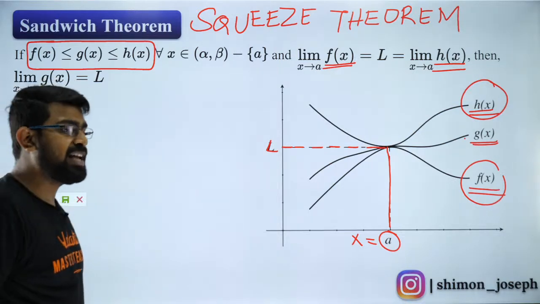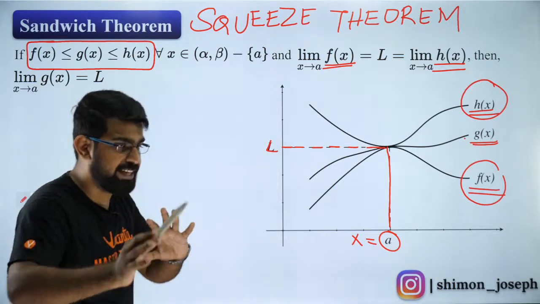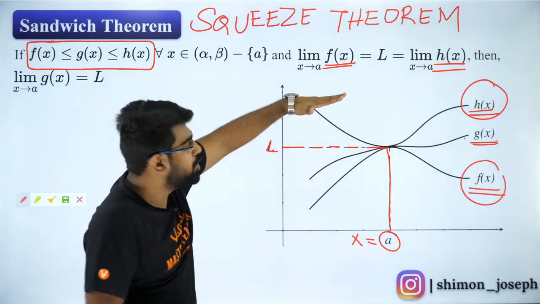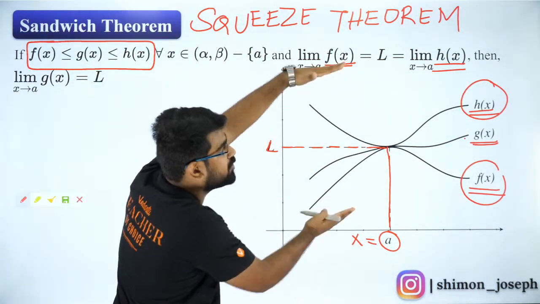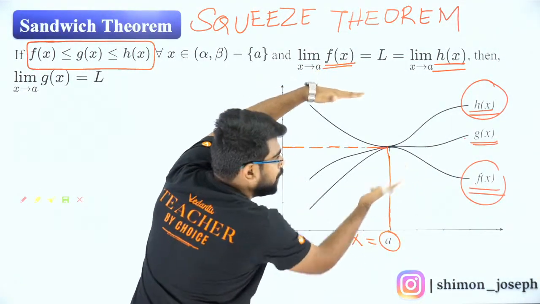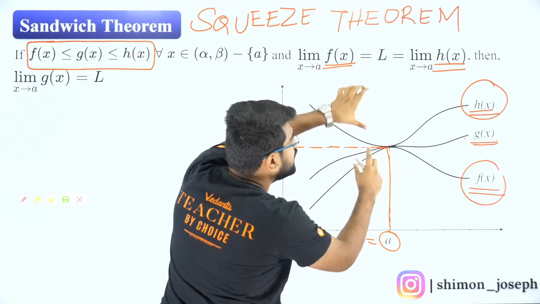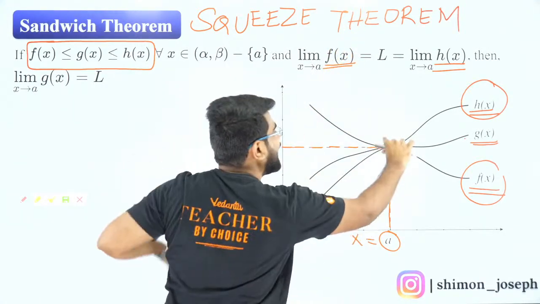Yes? Fantastic. Now I'll explain it to you once again. See guys, your h of x is always on top. F of x is always bottom. Now at one point, they both have the same limit. So they both are squeezed together at this point.